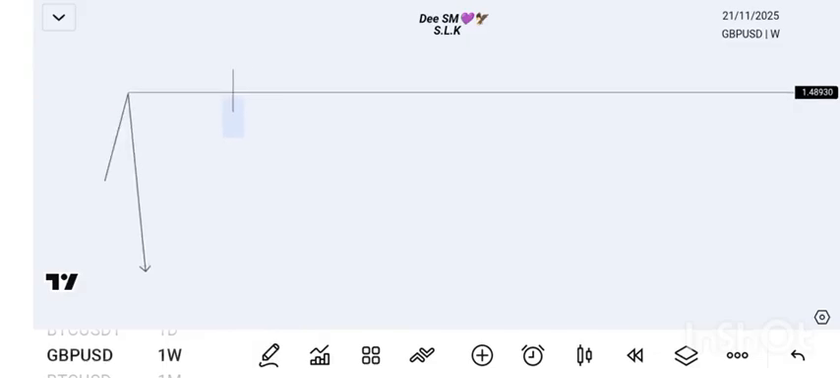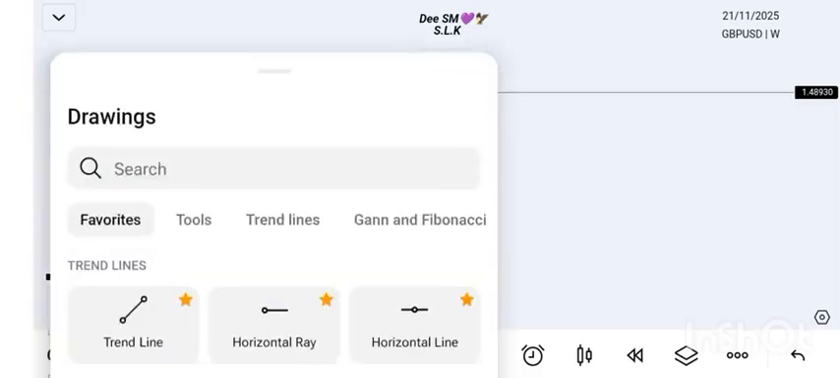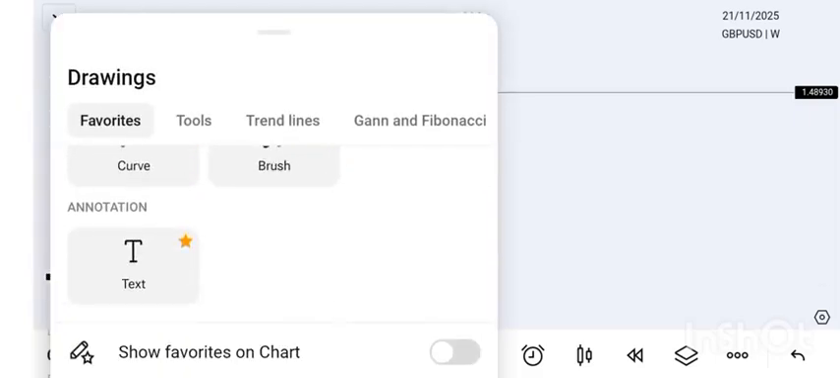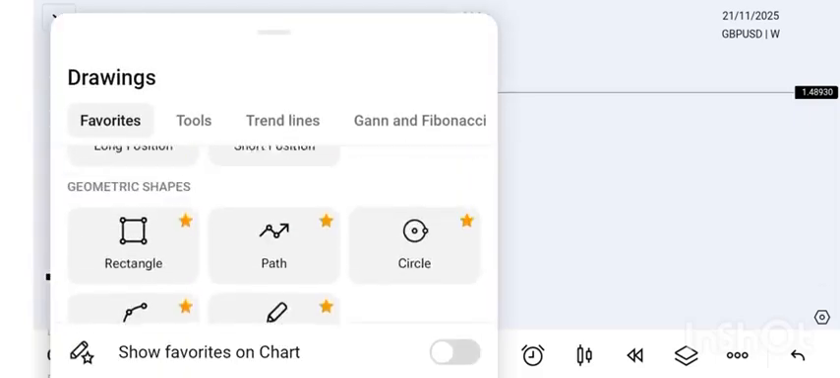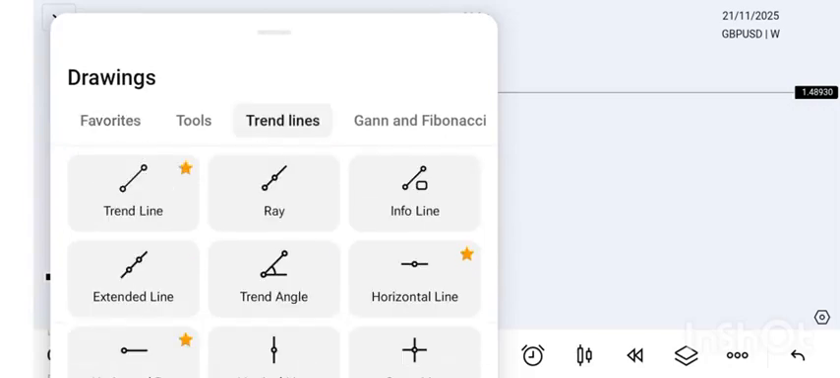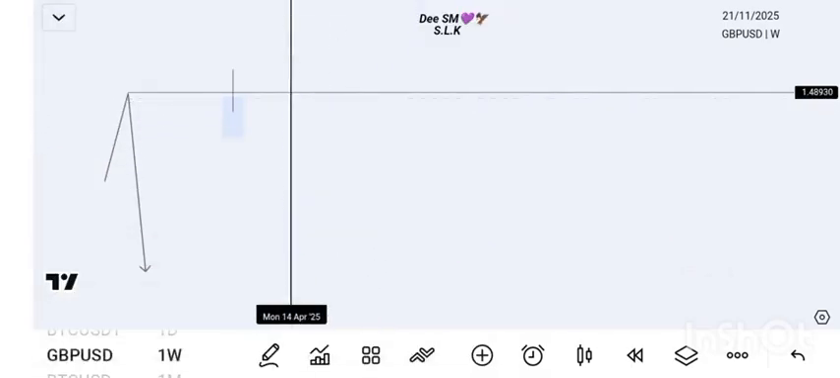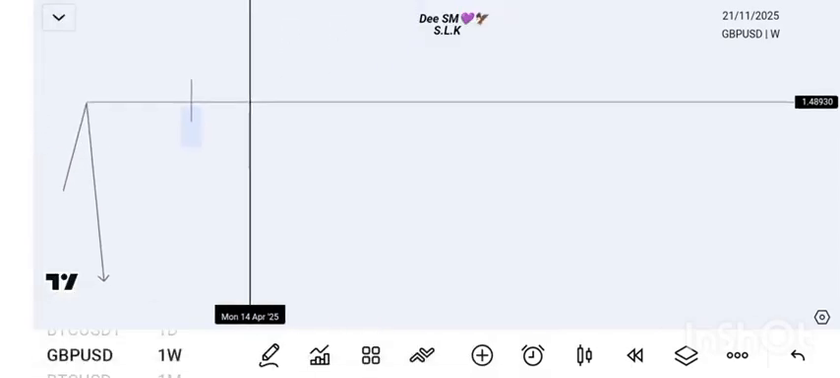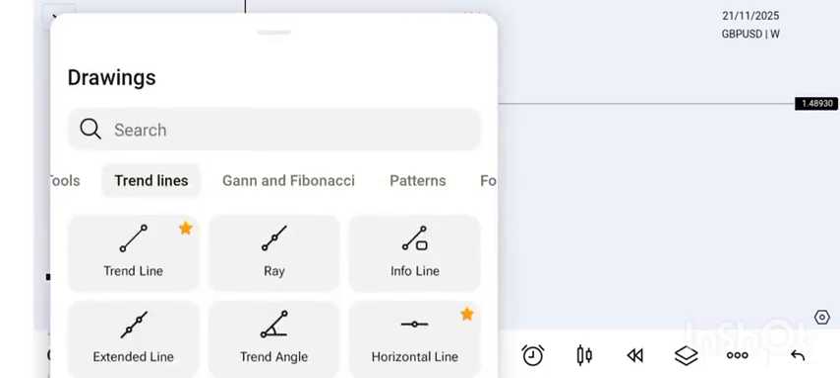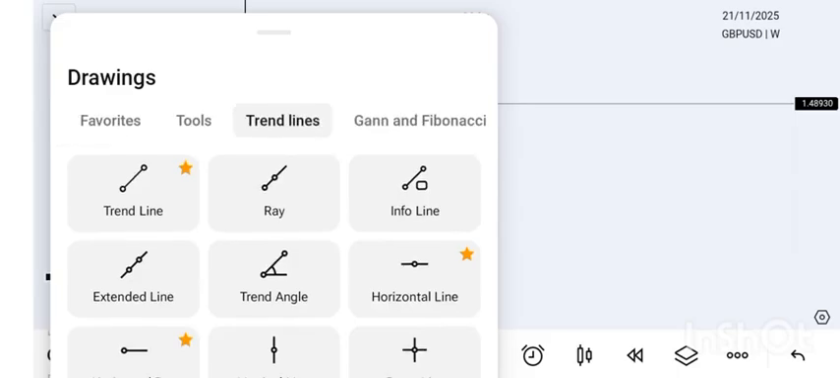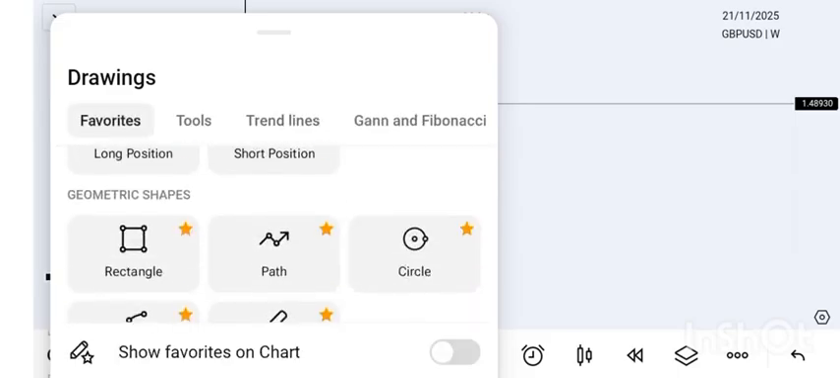So what do you do next? You go one time frame lower. I'm looking for this vertical line. So that's your weekly time frame. Then what do you do next? You go one time frame lower. Since we are building from the weekly, we go to the daily time frame.